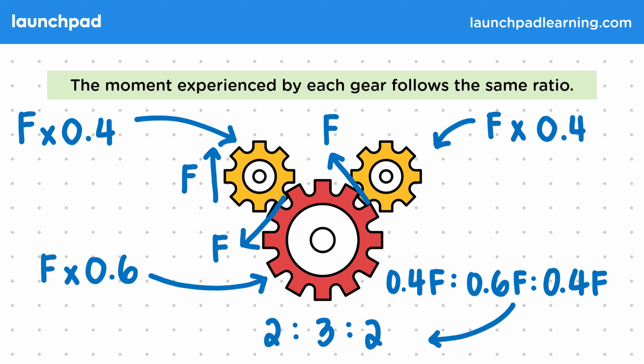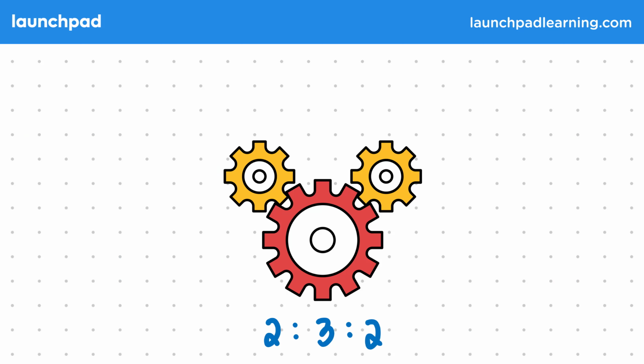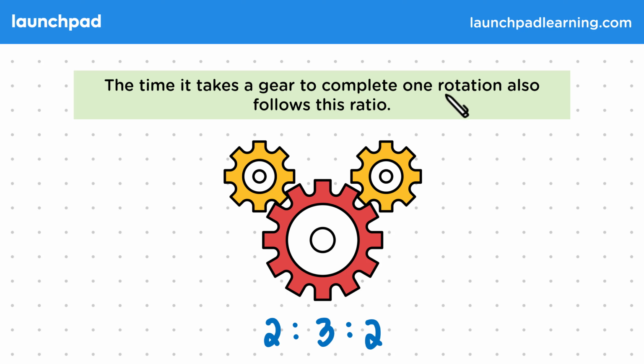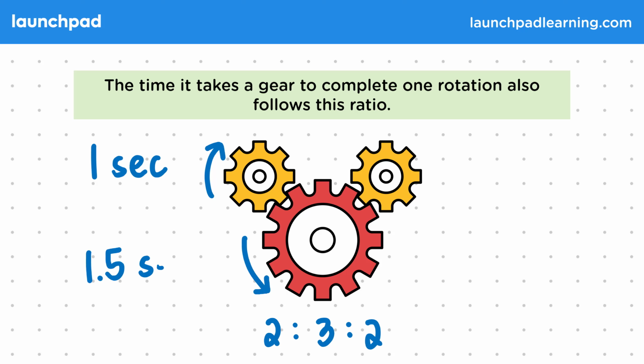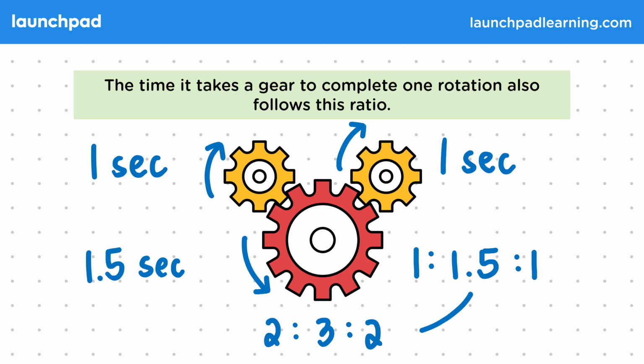So what else about the gears follows the same ratio? Well, the time it takes a gear to complete one rotation also follows this ratio. So if we imagine a dot drawn on the top tooth of a gear, the time for one complete rotation is how long it takes for the dot to be at the top again. In order for the gears to stay connected, they must all rotate at the same speed. The larger gear therefore takes longer to complete a whole rotation, as it has a larger circumference, so there's more distance for it to turn through. The ratio of the rotation times is the same as the ratio of circumferences of the gears, which again is the same as the ratio of radii.